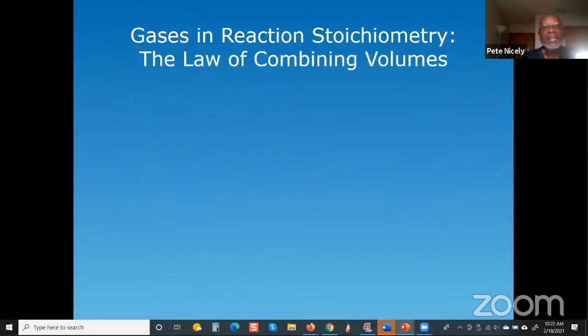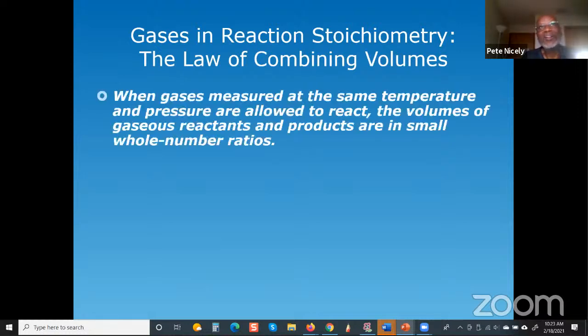Okay, so the next law we're going to talk about is the law of combining volumes. And this deals with gaseous reactions, right? Reactions where all the different components, or all the reactants and products, are gases. So what this law says is that when gases measured at the same temperature and pressure are allowed to react, the volumes of the gaseous reactants and products are in small whole number ratios, all right?